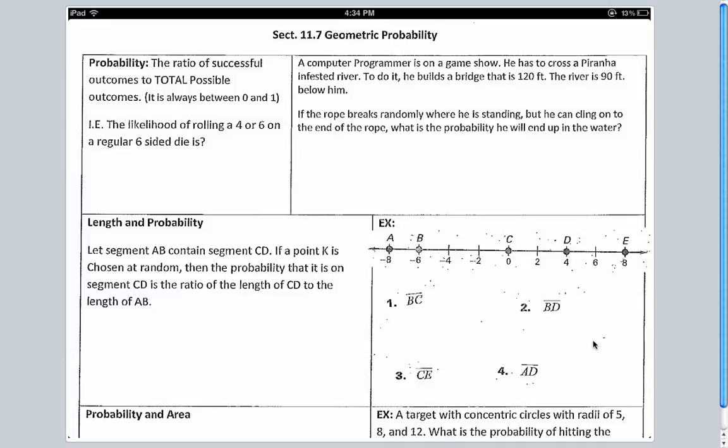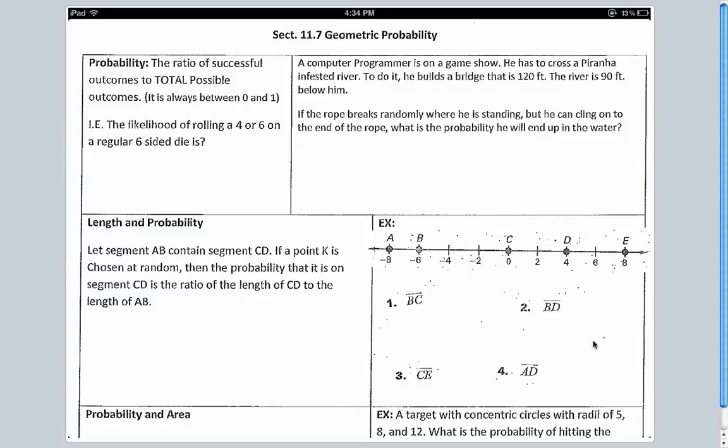Okay, this is section 11.7, geometric probability. You may have had some probability in the past, but the thing I like about geometric probability is that we can visualize almost all of the things that we're going to talk about as far as probability goes. So let's first talk briefly about what probability is.